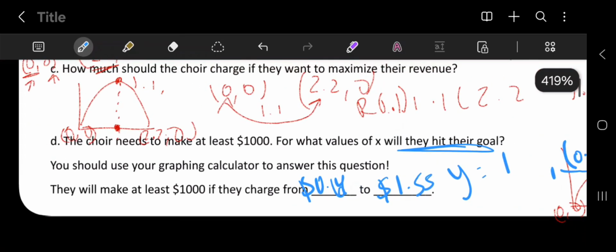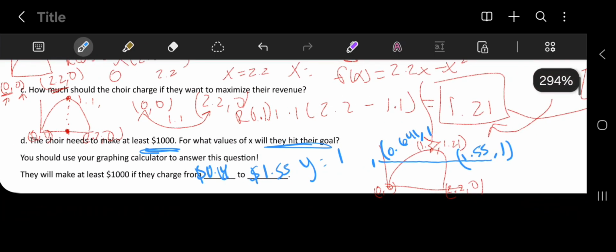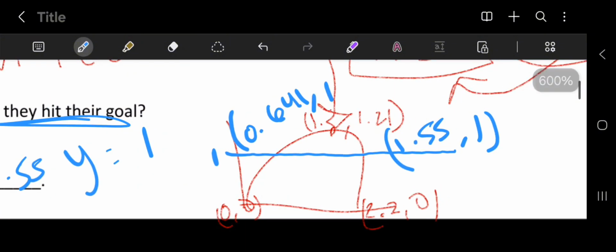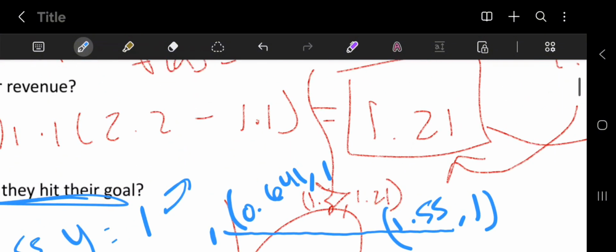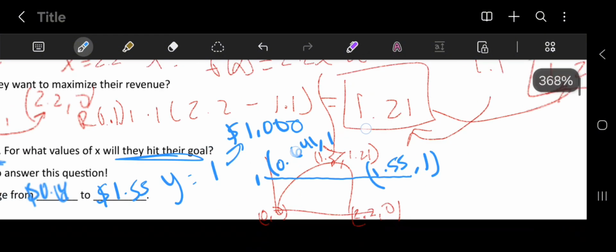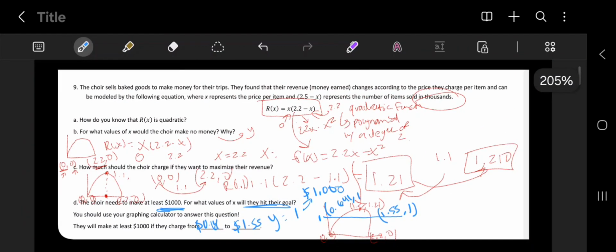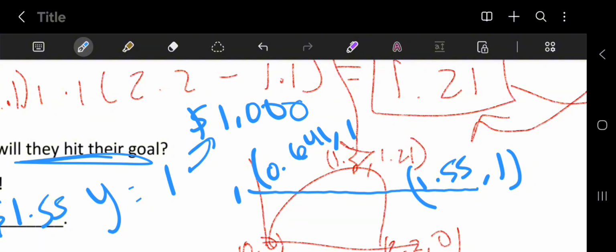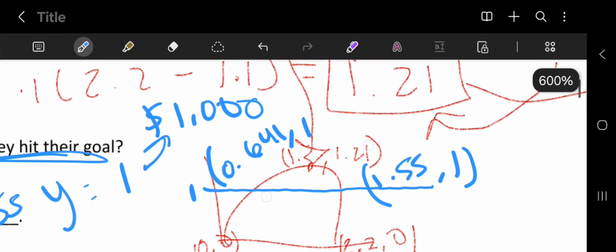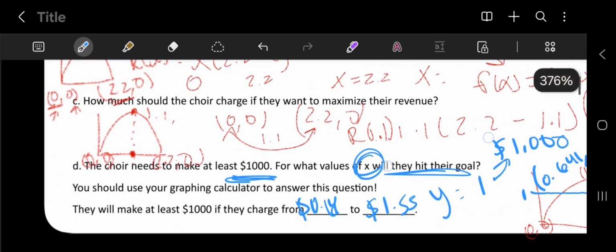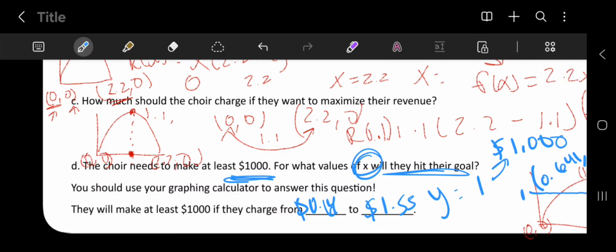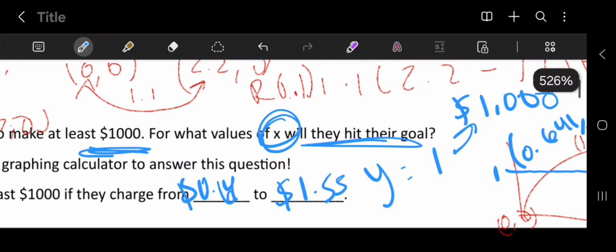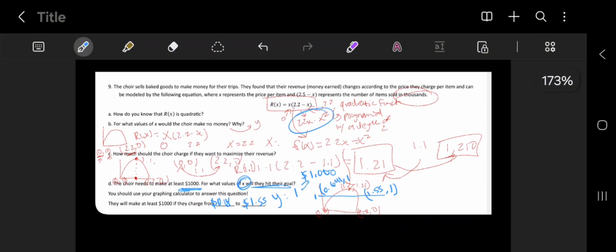Just to review what that last question was asking, because I feel like it might have been a little complicated: we need something that makes $1,000. That means we need points that intersect when Y is equal to 1, because Y being equal to 1 just represents $1,000. Once we plug this equation into our graphing calculator, we can figure out where Y equals 1 intersects with our f of X, and that gives you the X values. We're looking for the X values of when they will make at least $1,000, and from our calculator, we got 0.64 to 1.55. Yep, and that's it for question 9.